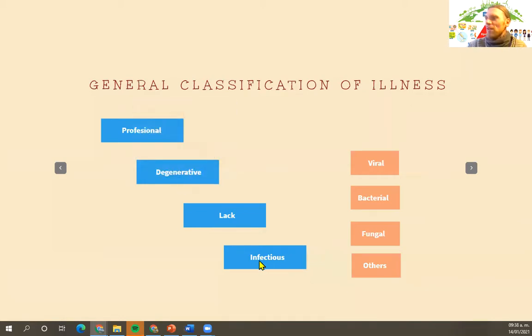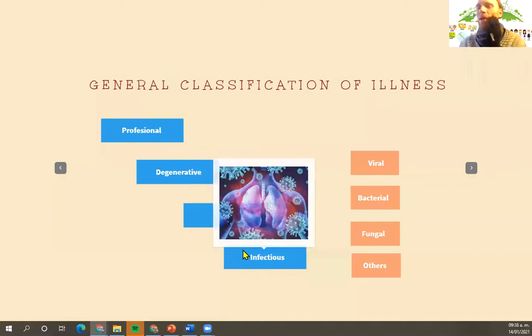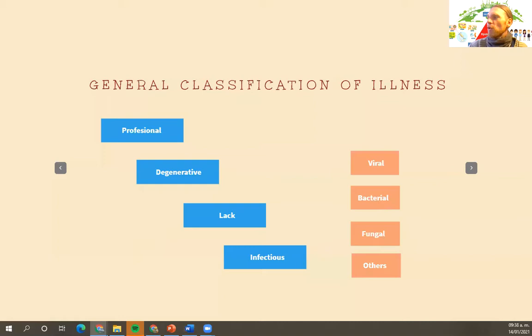So let's go to the infectious diseases, which we will divide in 4 groups, okay? Infectious diseases are diseases caused by, yes, go ahead, Emilio. And how about intoxication by radiation?